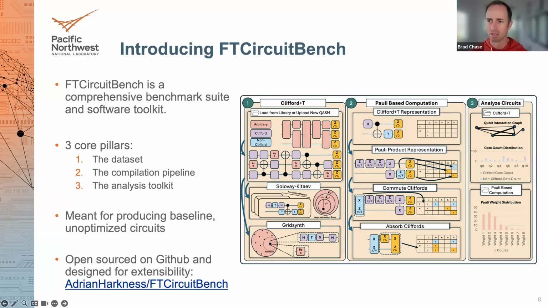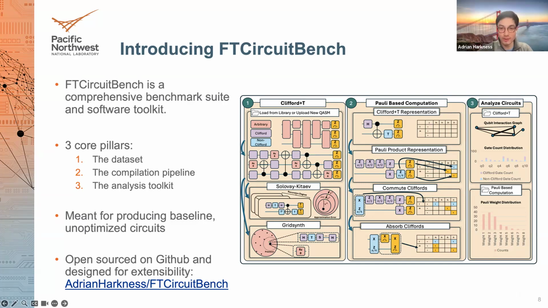Adrian, there is one question in the chat here asking what compilers are included. So I'll talk more about each of these core pillars in a second, but from a high level, we can compile to Clifford+T as well as to Pauli-based computation for arbitrary circuits. Does that answer your question? Okay. You're welcome, yeah, to come off mute if not.